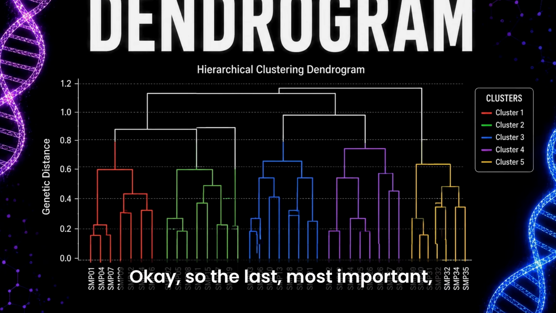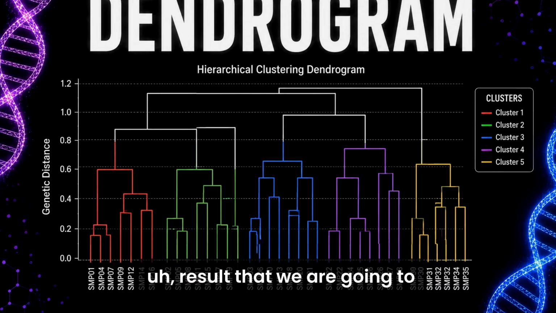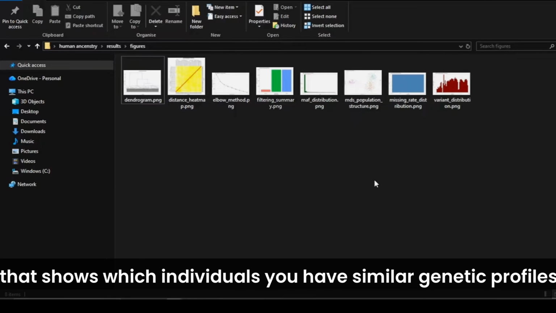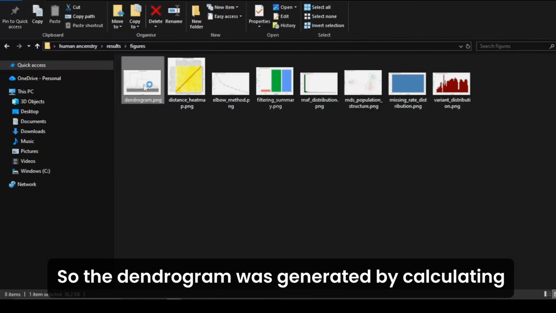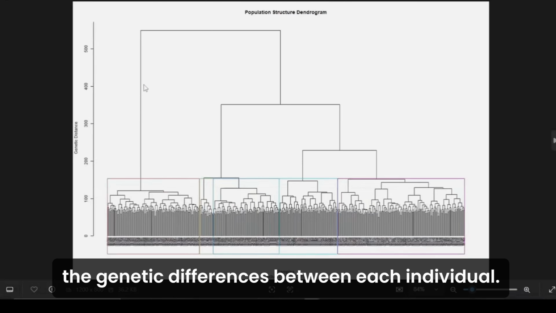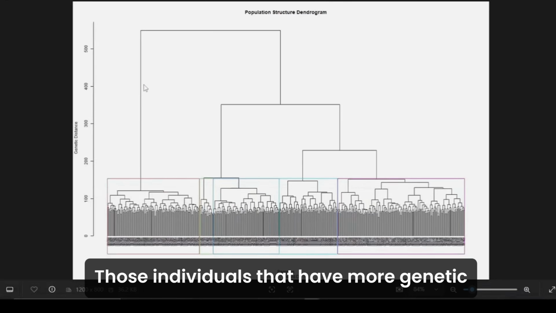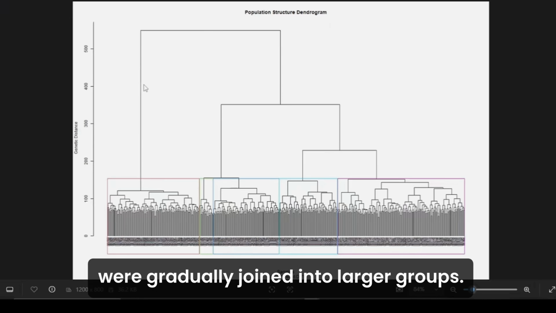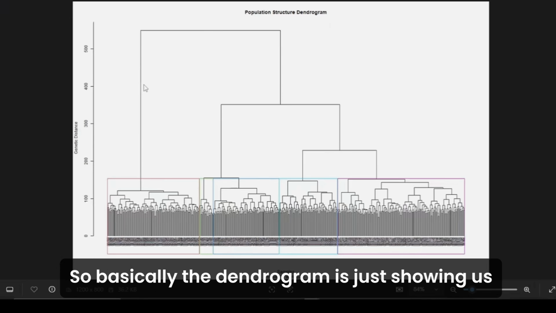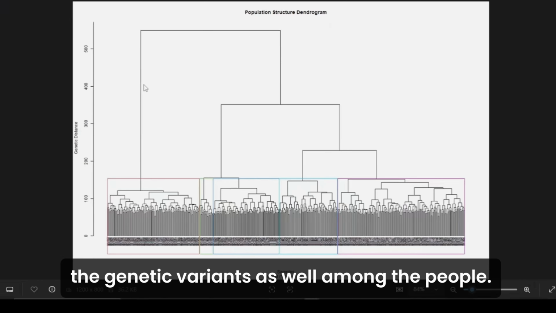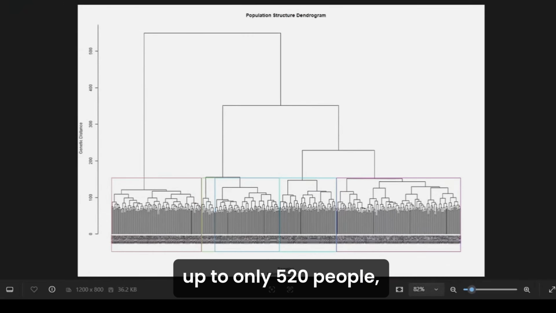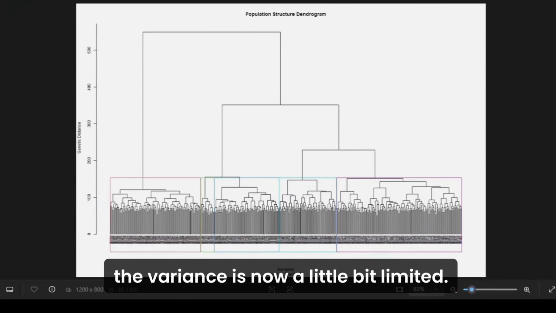Okay, the last most important result that we are going to analyze is called the dendrogram. The dendrogram is basically a tree that shows which individuals have similar genetic profiles. It was generated by calculating the genetic differences between each individual. Individuals with more genetic similarity were joined together first, and then those smaller groups were gradually joined into larger groups. So the dendrogram shows us the genetic variance among the people, and since we limited our dataset to only 520 people, the variance is a little bit limited.